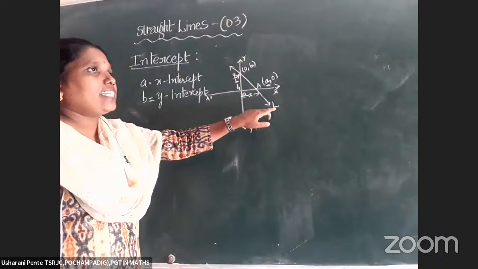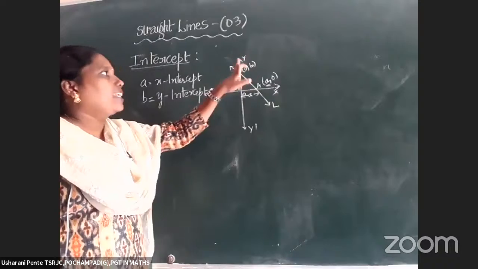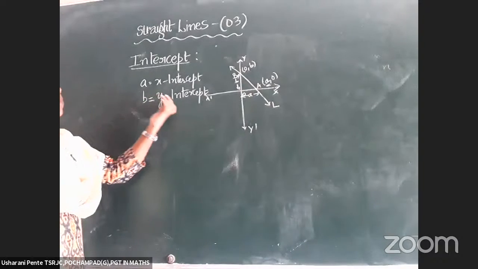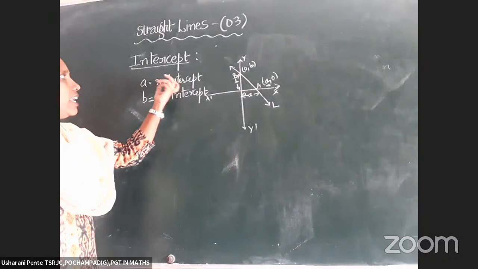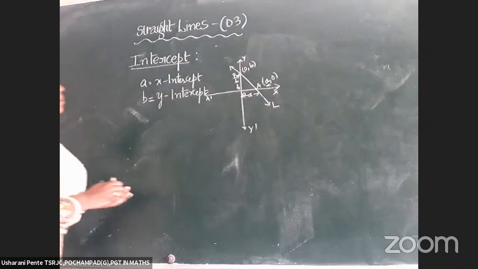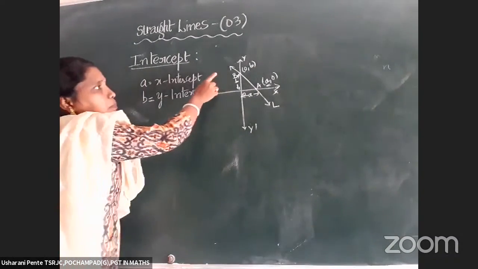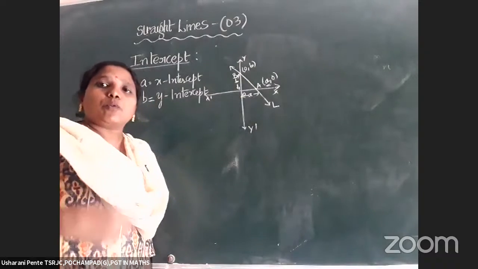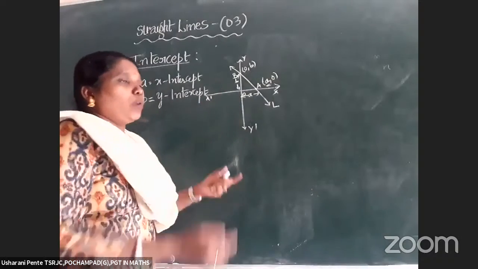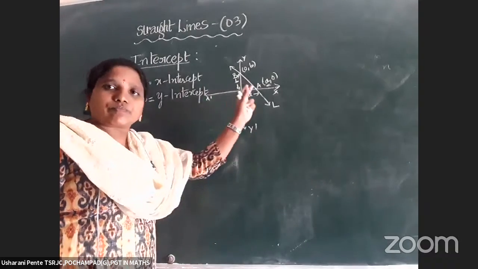This line L is intersecting the y-axis at the point B. Therefore, I am considering B as the y-intercept. So A is the x-intercept and B is the y-intercept. Depending upon the values of A and B, we can say the position of this line, that is, in which quadrant the line will fall.